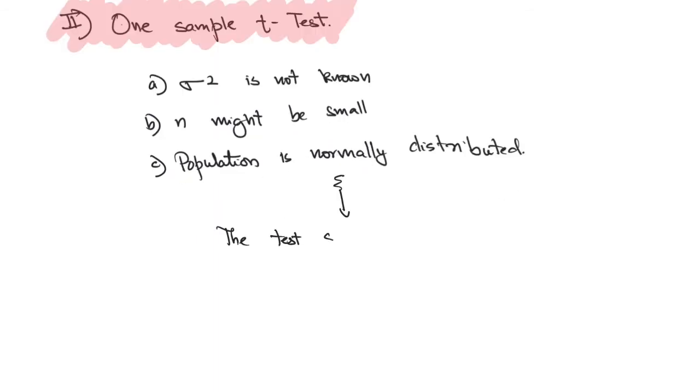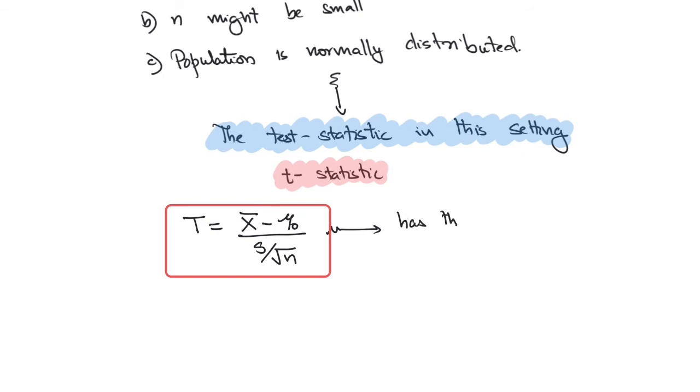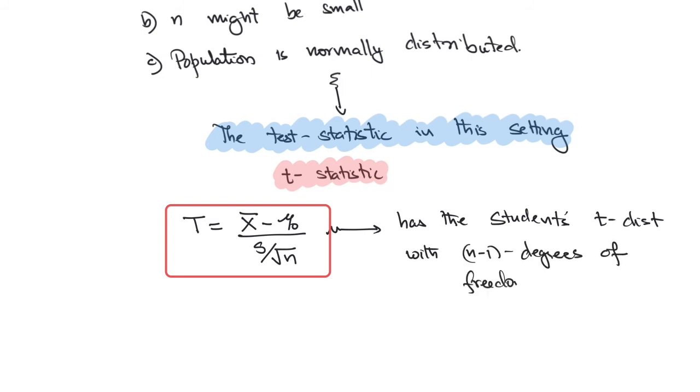In this setting, the test statistic will be called the t statistic. It is given by x bar minus mu 0 divided by s over square root of n. And we have seen before that this statistic is going to have Student's t distribution with n minus 1 degrees of freedom. The one sample t-test procedure is as follows.